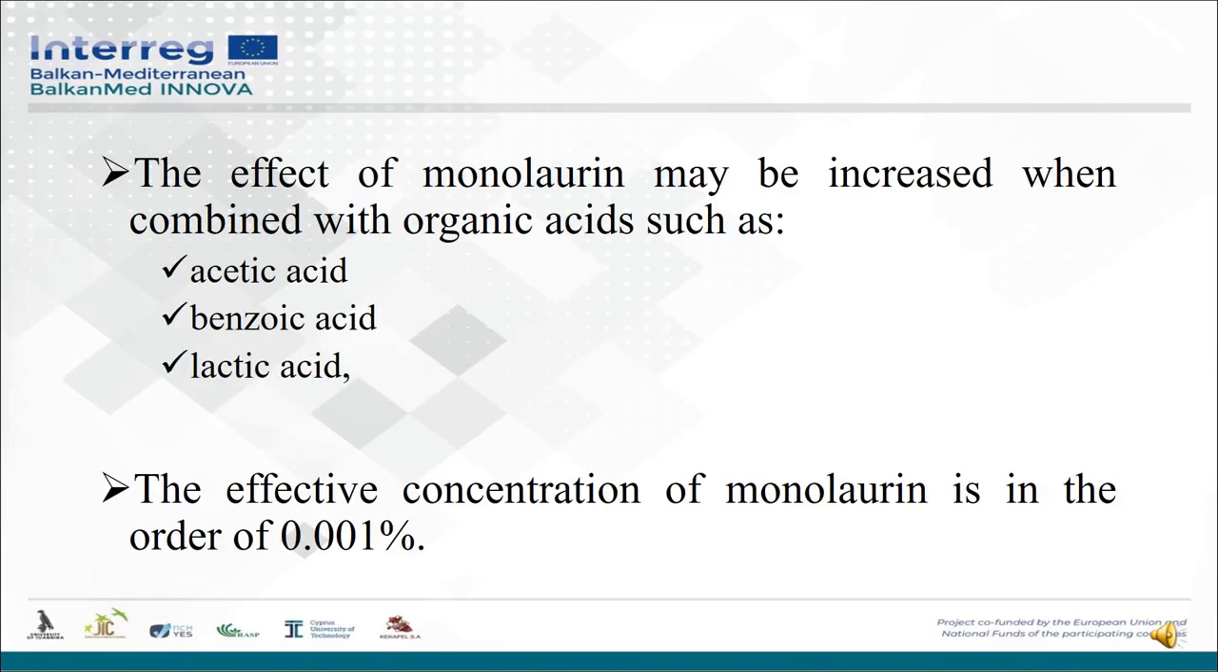As for the application of monolaurin as a hurdle, it can be said that the effect of monolaurin may be increased when it is combined with other organic acids such as acetic acid, benzoic acid, and lactic acid. And the effective concentration of monolaurin is in the order of 0.001%.